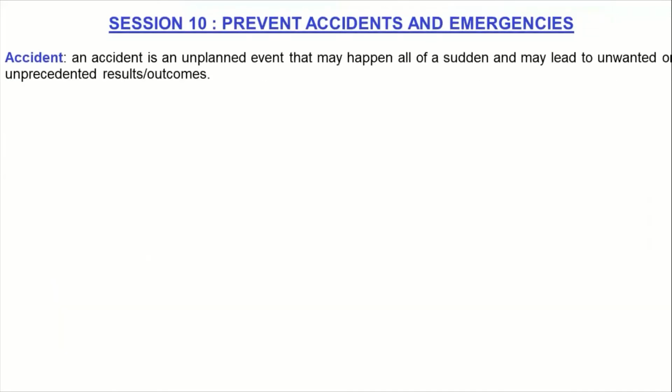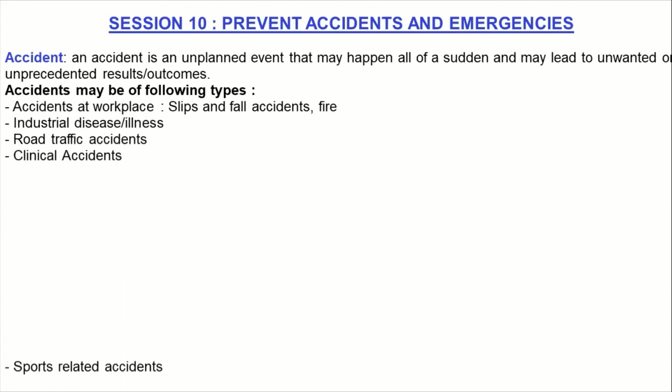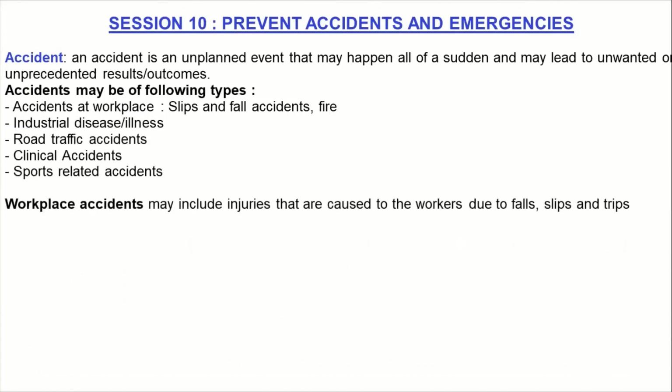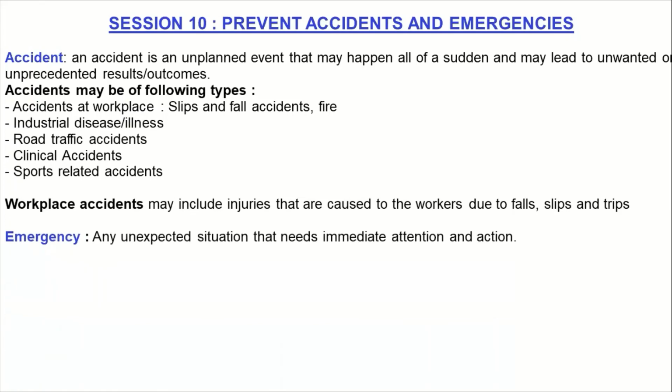What are the measures which can be taken? What is an accident? Any unplanned event that may happen all of a sudden and may lead to unwanted or unprecedented results or outcomes. Accidents may be of the following types: accidents at the workplace like slip and fall accidents, fire, industrial diseases, illness, road traffic accidents, clinical accidents, sports related accidents. So workplace accidents can include injuries that can be caused to the workers due to falls, slips and trips.